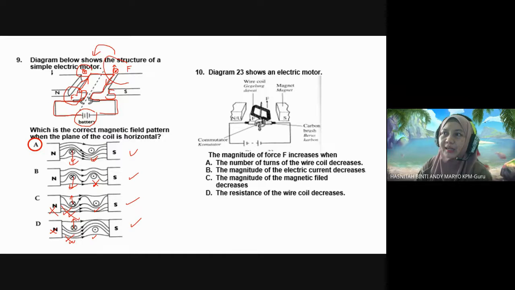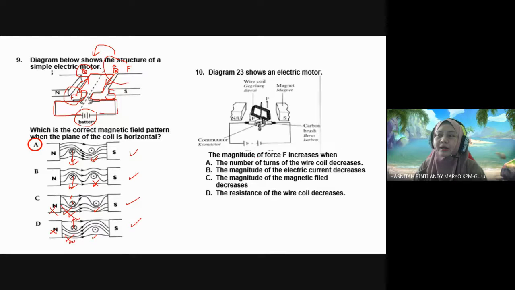Okay, number 10, students. Again, we have a coil, electric motor. So remember, an electric motor is a device consists of a coil placed in between magnetic field. Okay, so it will cause a turning effect on the coil. So that's how the motor works. Okay, this question is on the factor effect. Okay, the rotation of a coil in a motor.